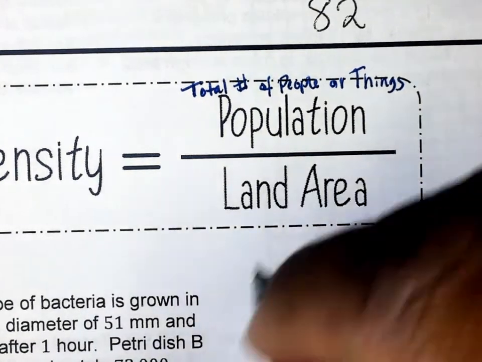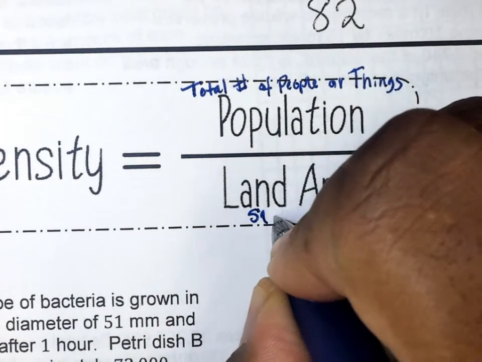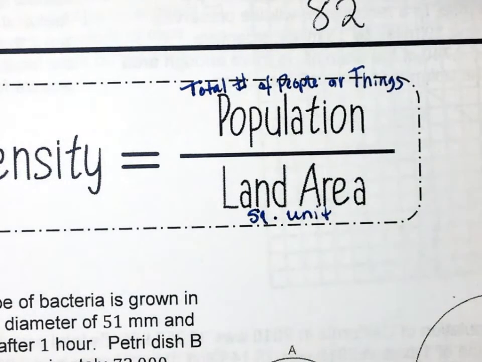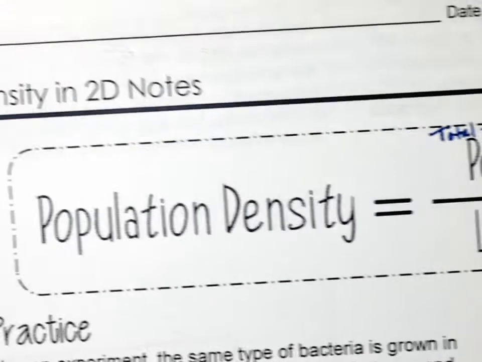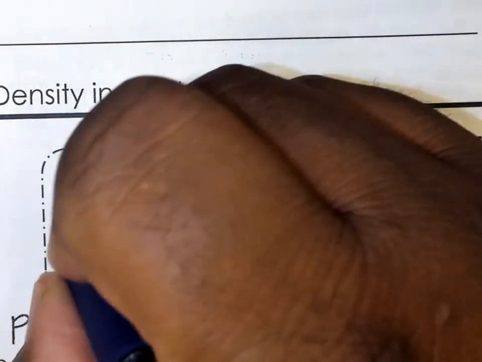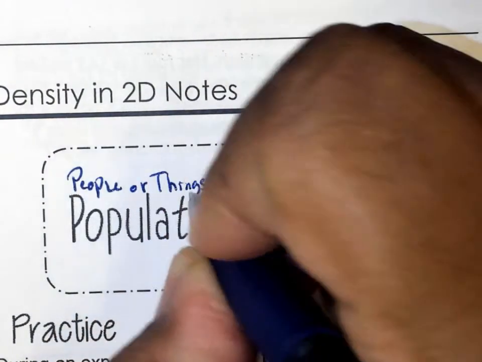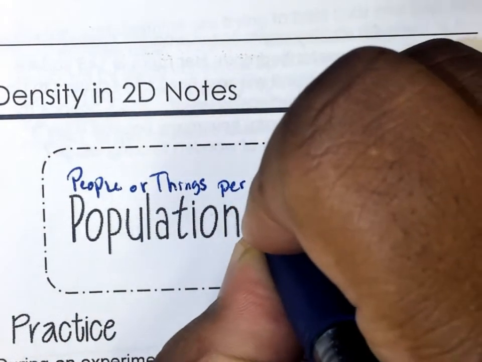Land area. Your land area will be your square units. They'll give you that unless you're looking for it, but it'll be in square units. That's how you'll know it's your land area. And then the population density would be people or things per square unit.